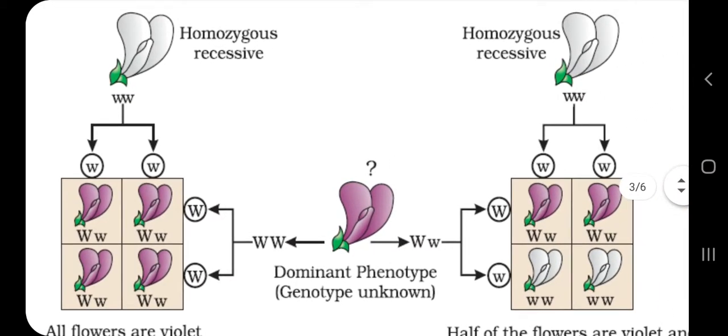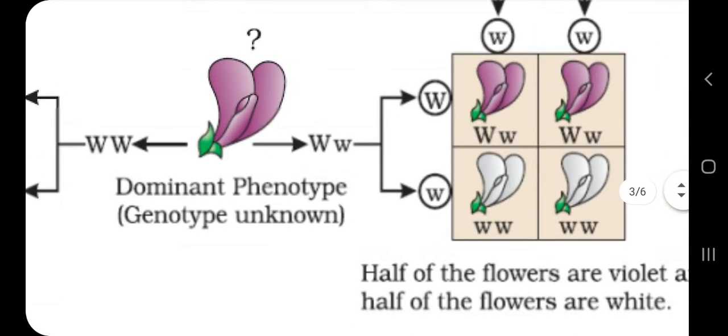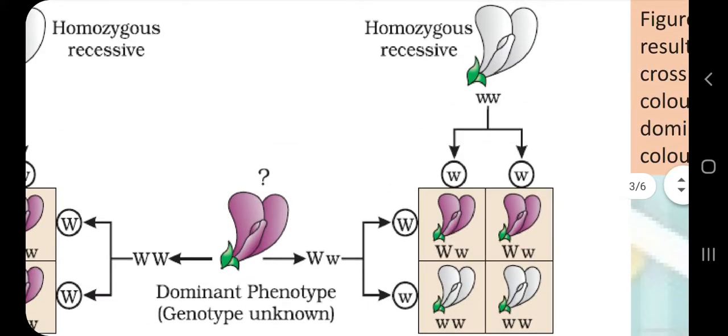And if it is heterozygous, then there will be two types of gametes from this plant and only one type of gamete from the homozygous recessive plant, which is the white flower plant. So this is a simple technique.